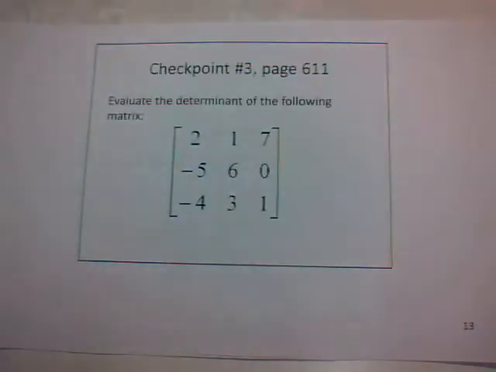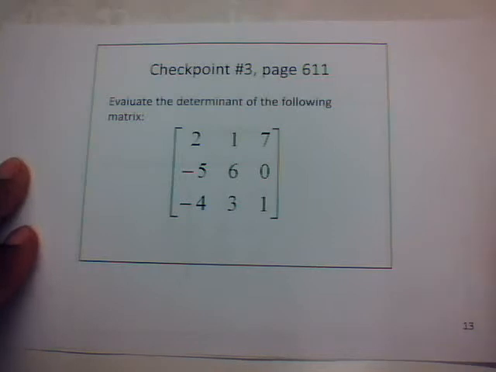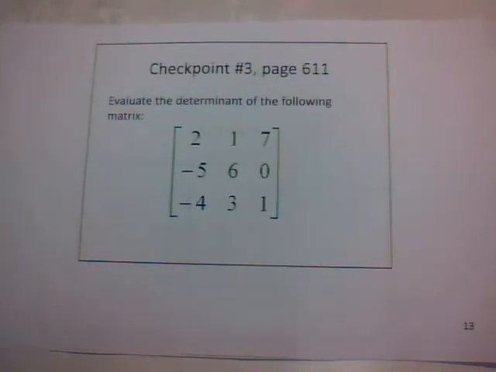All right, look at this example here. We want to evaluate the determinant of the following matrix. Here we got 2, 1, 7, negative 5, 6, 0, negative 4, 3, 1. And we're going to do the expansion by minors.